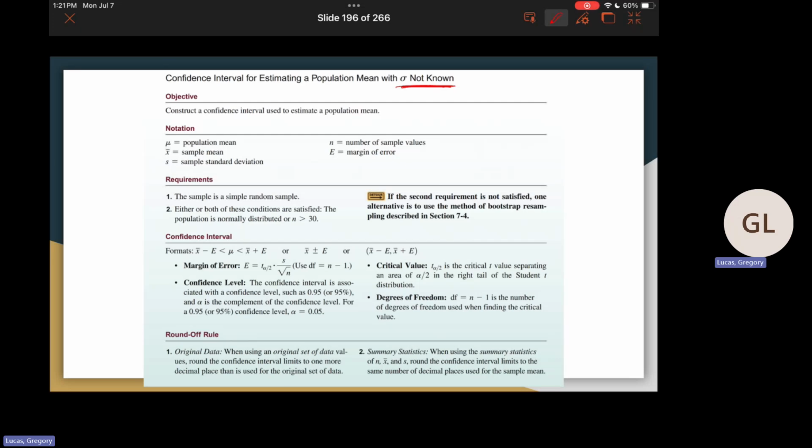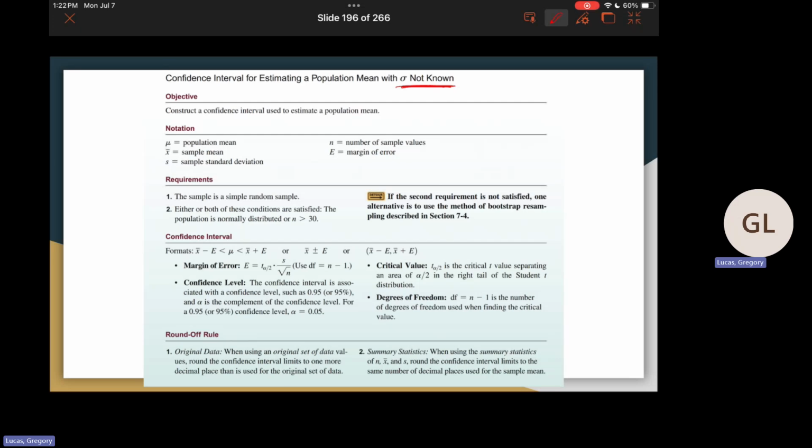It's the critical value, but now we're going to call them t values, separating an area of alpha divided by 2 into the right tail of the student t distribution. So if alpha is 0.05, we want 0.025 on both sides still. So alpha divided by 2, that's where that's coming from. And then degrees of freedom is whatever n is minus 1, and this is the number used when finding the critical value.